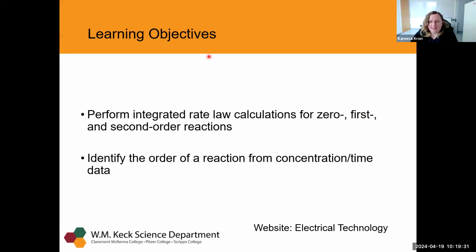So in this video, we're going to perform the integrated rate law calculations for a first and second order reaction and see how we can identify the order of reaction from concentration and time data using the integrated rate law.